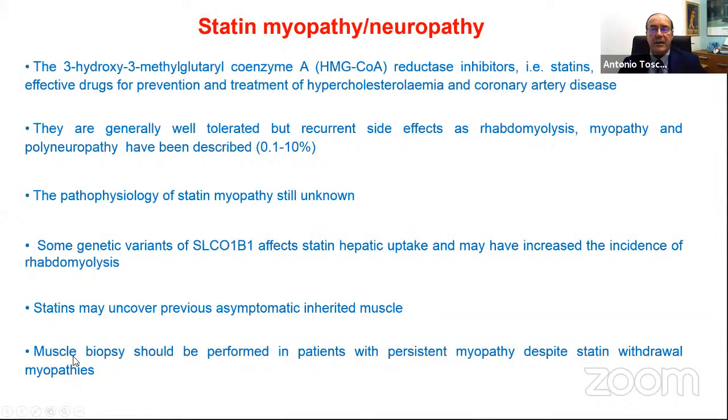Another situation is when statins may uncover a previous muscle disorder that was not discovered until then. And when the patient, after statin withdrawal, still has muscle signs and symptoms, it is important to be persistent and maybe to perform a muscle biopsy to see if there is another myopathic cause to determine muscle weakness and CK elevation.